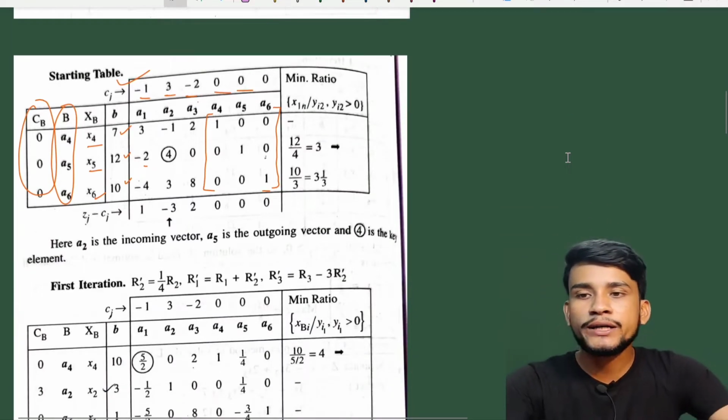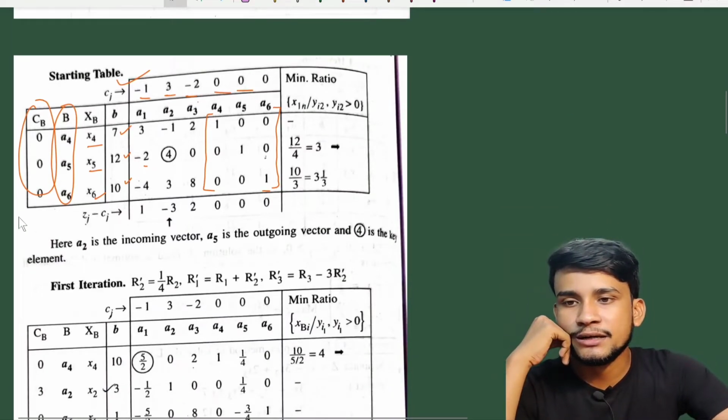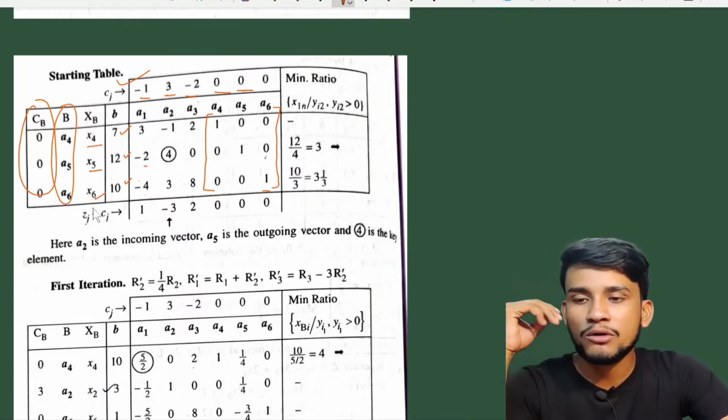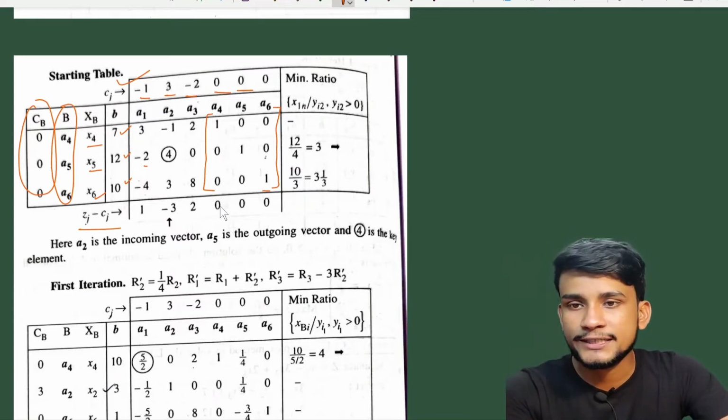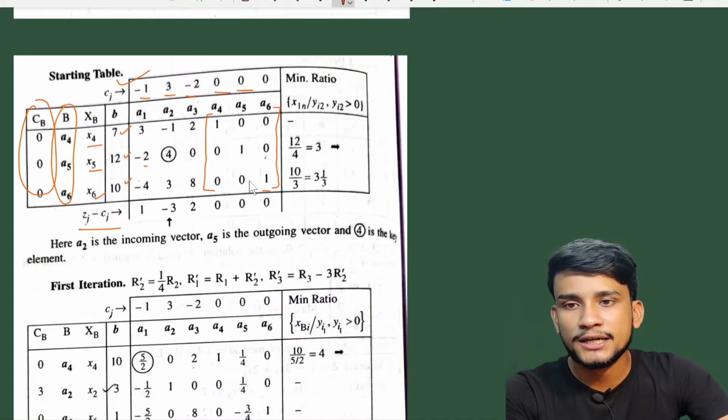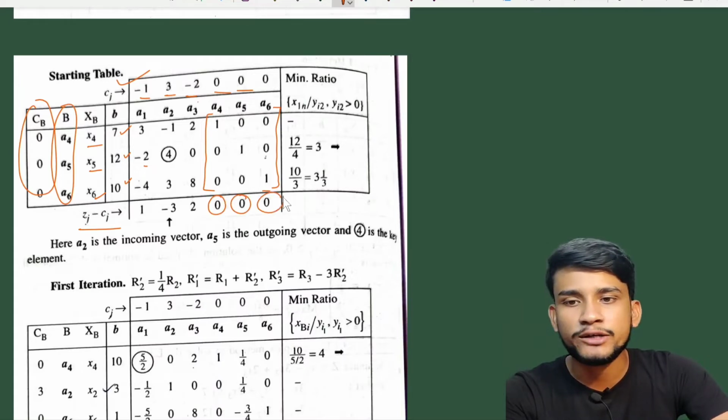Okay, now we calculate the zj minus cj term. We already said how to calculate the zj minus cj term. The zj minus cj terms corresponding to the basis vectors are 0, since a4, a5, a6 are the basis vectors, therefore zj minus cj terms are 0. We don't need to calculate these terms.